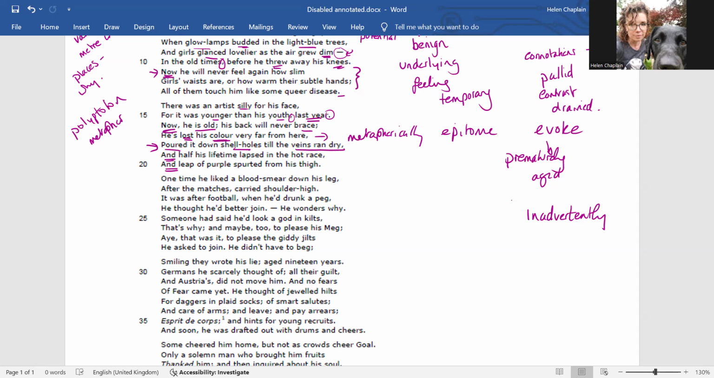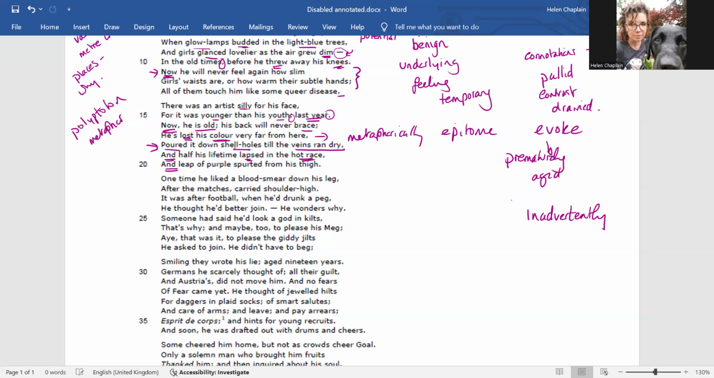And half his lifetime lapsed in the hot race, and leap of purple spurted from his thigh. So we've got some quite nice, if nice is the right word for it, stuff going on here. This idea of lapse, something falling behind, losing. If you lap somebody in a race, you overtake them. If you're losing that race, it's like when this injury happened to him, he lost half of his life expectancy. He lost all of his future and his potential.